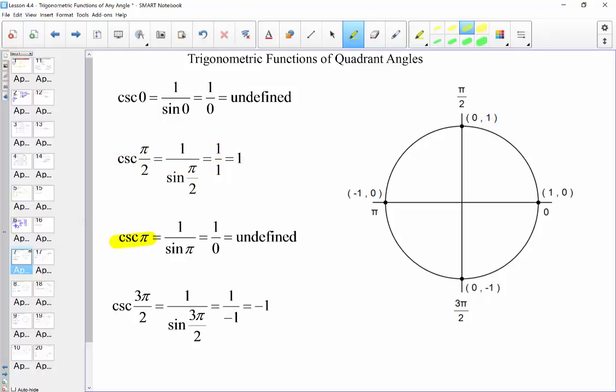The cosecant of pi is equal to 1 over the sine of pi. The sine of pi is 0 because that's the y-coordinate where angle pi intersects the unit circle. Hence, we have 1 over 0, which is undefined.